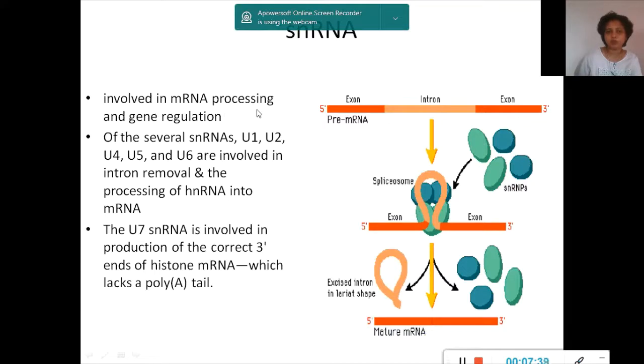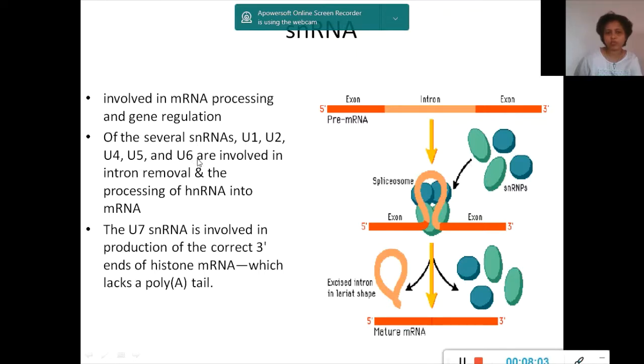snRNA is mainly involved in mRNA processing and gene regulation. And you can see in the picture that there are exons and introns. So you need to remove these introns, and these introns are mainly removed with the help of snRNAs.